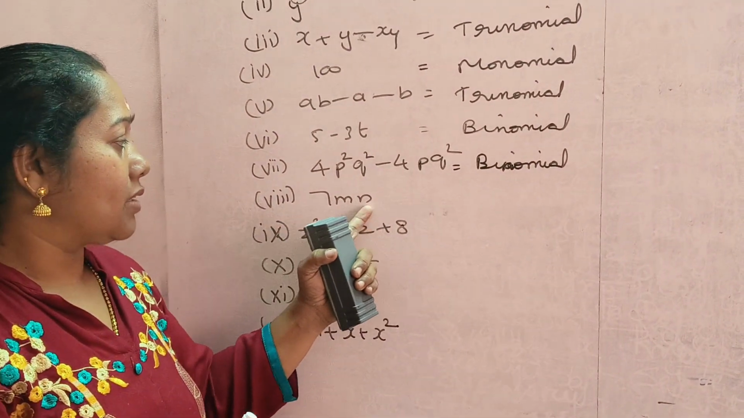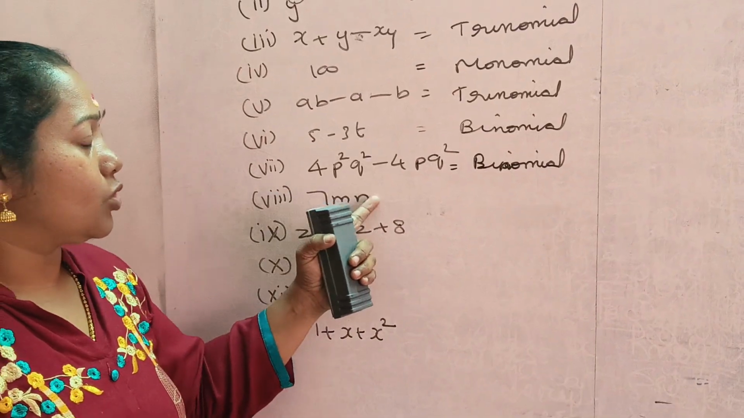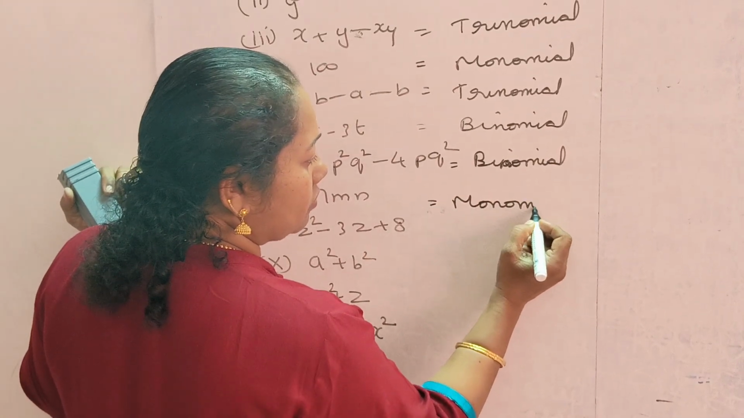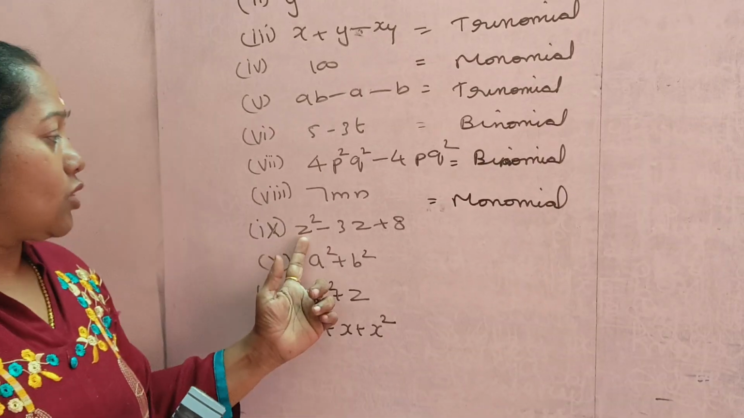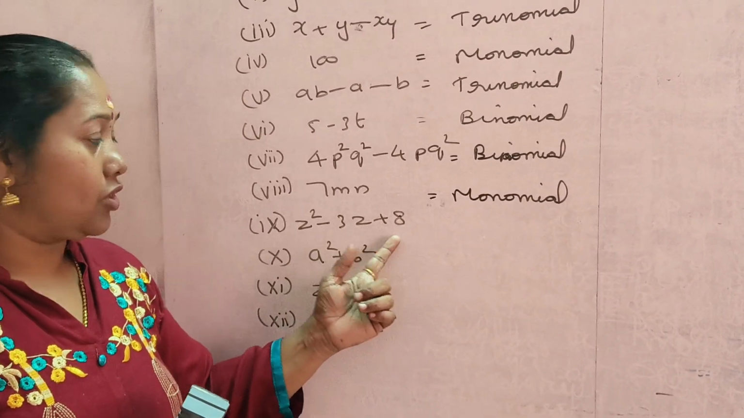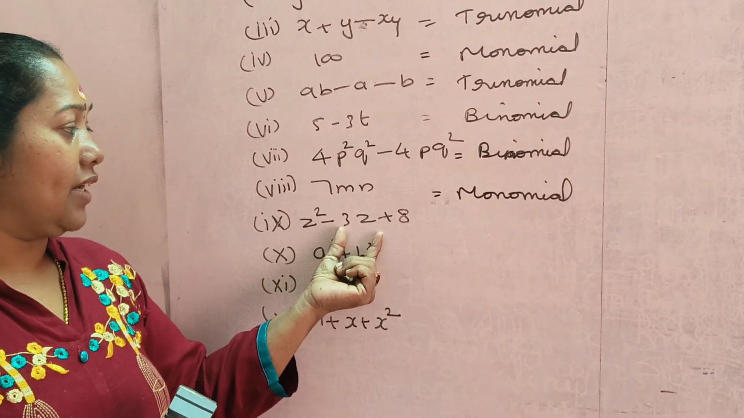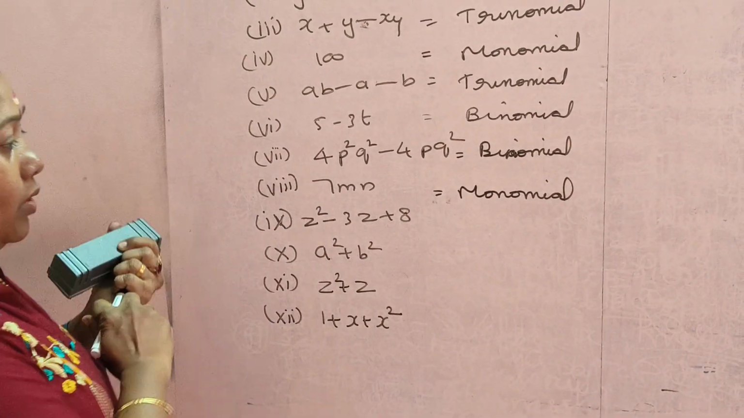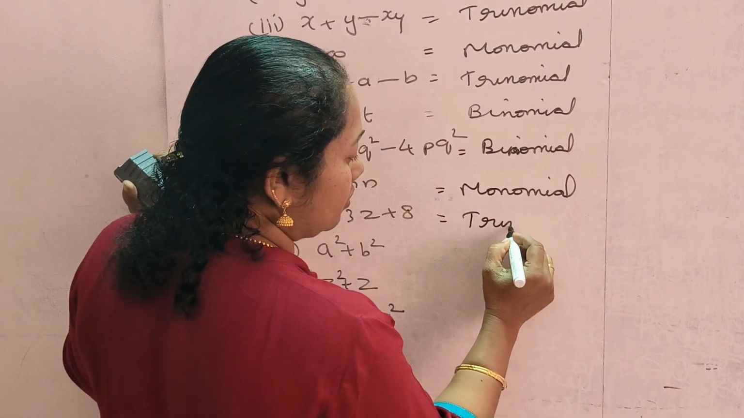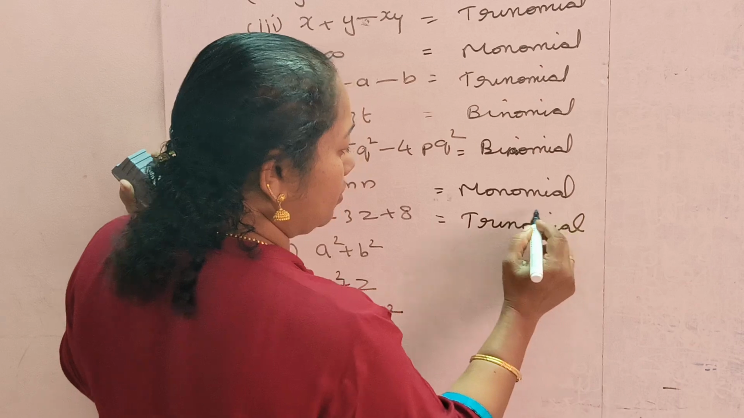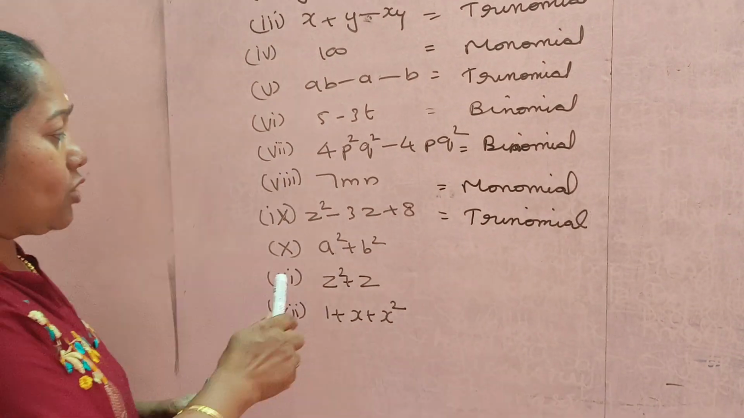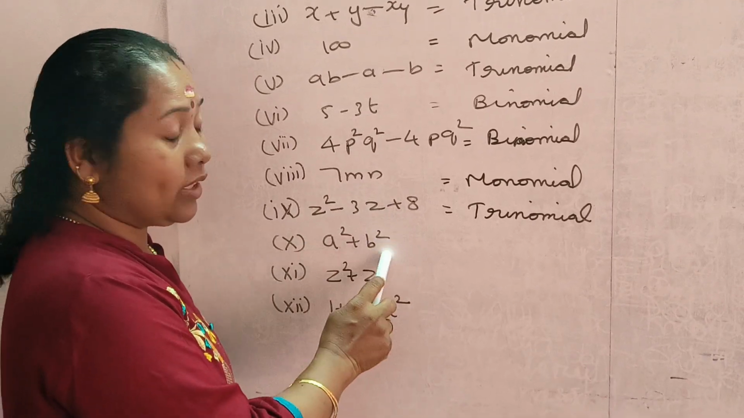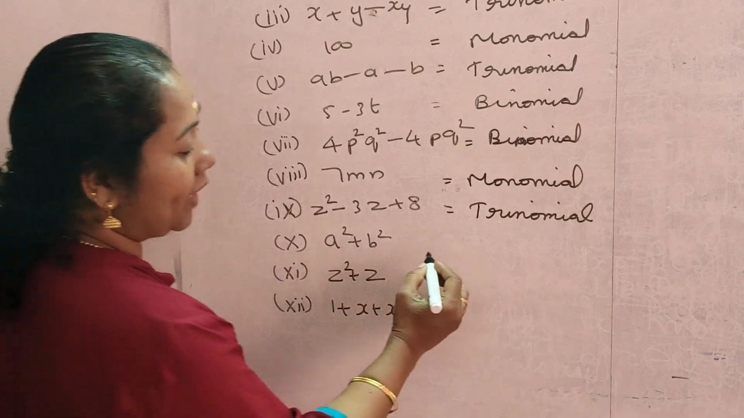7mn is a single term, so this is a monomial. Z squared minus 3z plus 8. Z squared is one term, minus 3z second term, and 8 is the third term. 3 terms are there, so this is a trinomial. Now next one, a squared plus b squared. A squared is one term and b squared is the second term. So 2 terms are there, so it's a binomial.